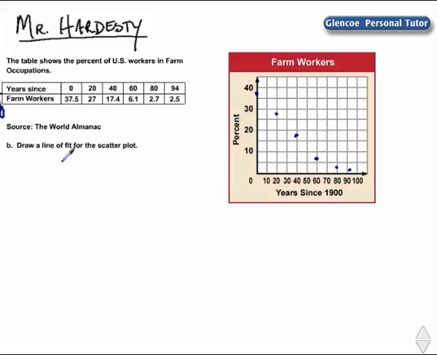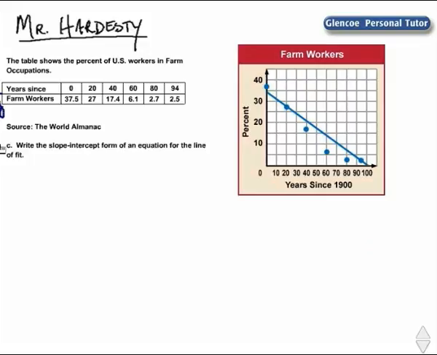In part B, we'll draw a line of fit for the scatter plot that we created in part A. To do that, project at the first point or close to it and draw the best line that we can that comes close to containing as many of those points as possible. That is the best fit line that we can get between our 6 ordered pairs.